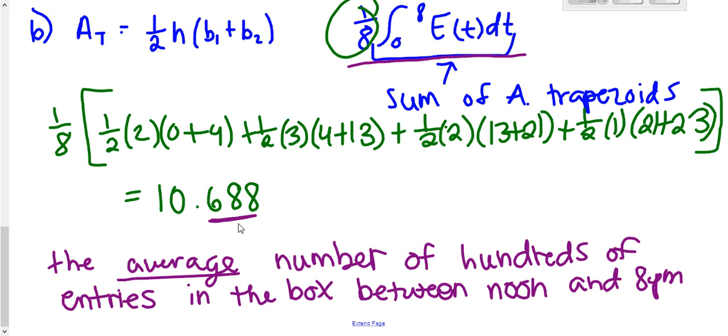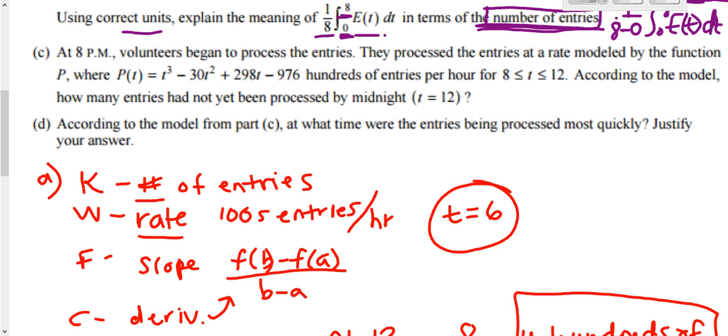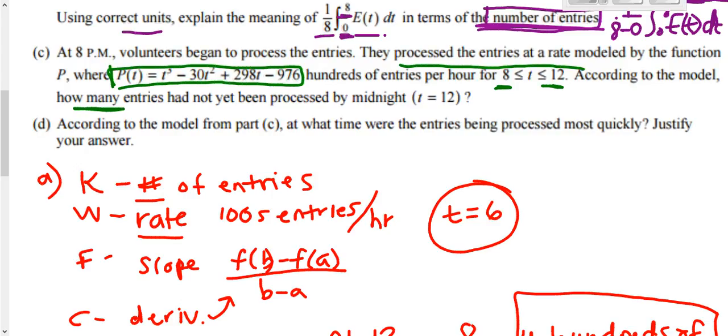So part C. C says we are looking at 8 p.m., volunteers began to process the entries. They processed the entries at a rate P of T equals this equation, in hundreds of entries per hour between 8 and 12. According to the model, how many entries had not yet been processed by midnight?